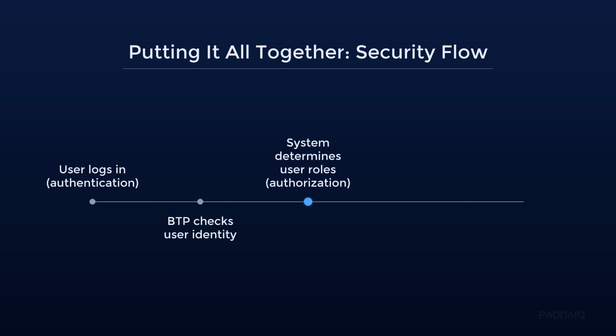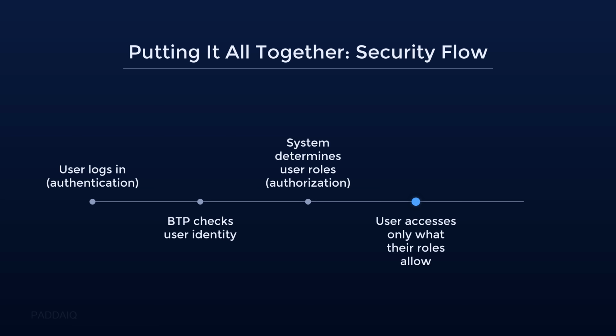System determines user roles, authorization. This means BTP automatically identifies what permissions a user has based on their job. For example, when an employee logs in, the system checks if they are a manager or a salesperson and grants appropriate access. This ensures users only see and do what they are allowed to, maintaining security and compliance.